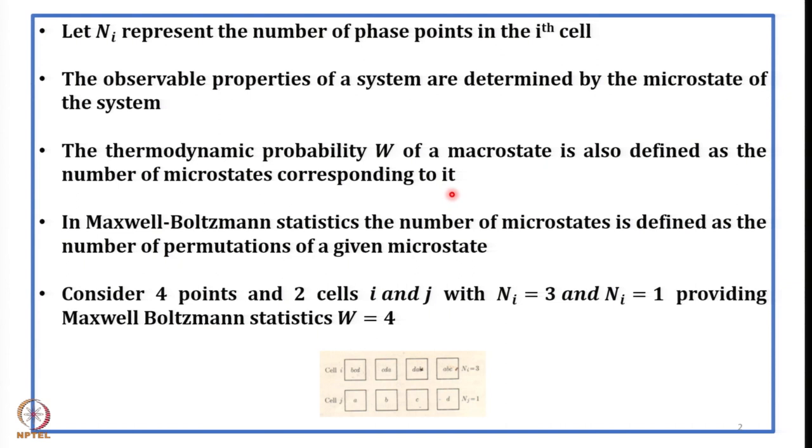And when we were talking about Maxwell-Boltzmann statistics, the number of microstates was defined as the number of permutations of a given microstate. Let us try to discuss it in terms of an example. Let us consider these cells, cell I and cell J, and let us say we have four phase points, A, B, C, D. Although I am saying A, B, C, D, and we can distinguish the letters, let us assume that these are atoms, molecules, phase points, which cannot be distinguished from each other. Let us consider out of these four phase points, three are kept in cell I and one is kept in cell J. So it is like two energy levels, and in one we have three molecules, in another we have one molecule.